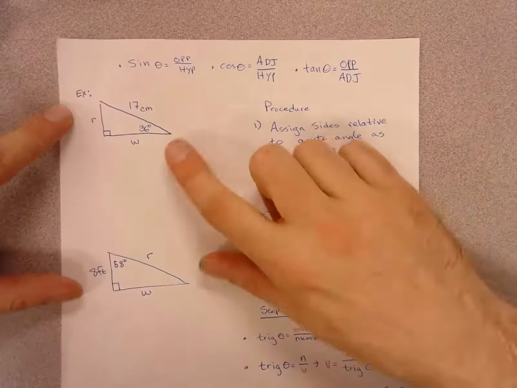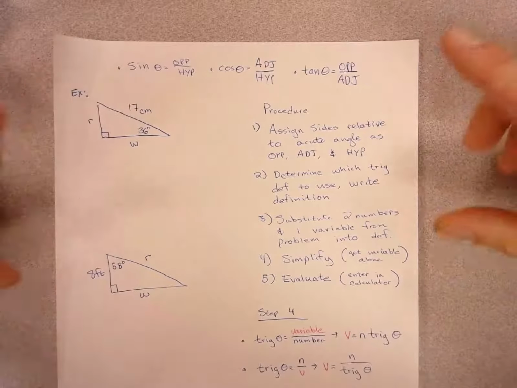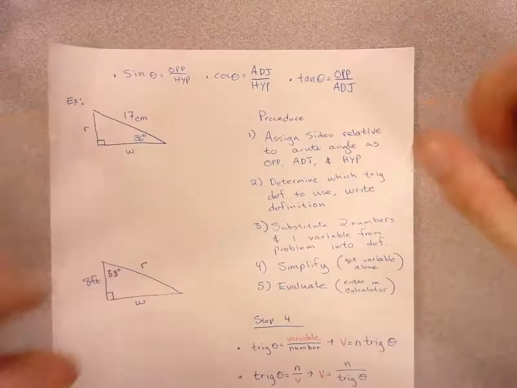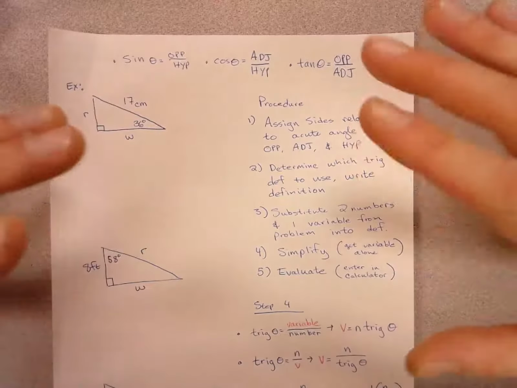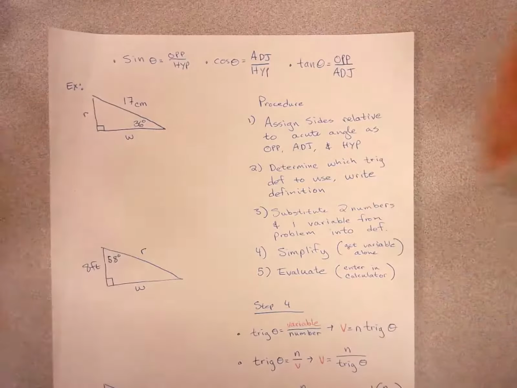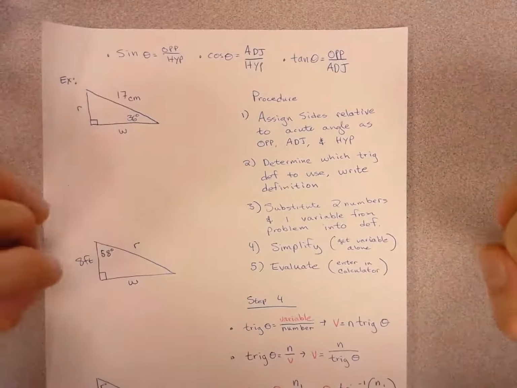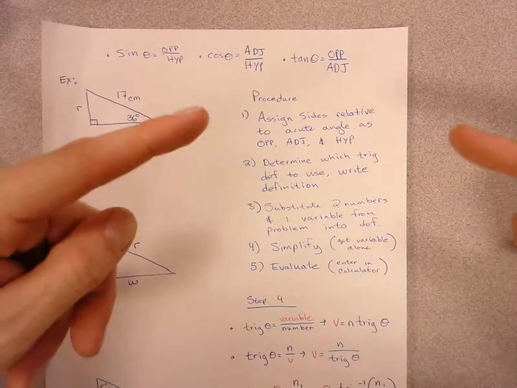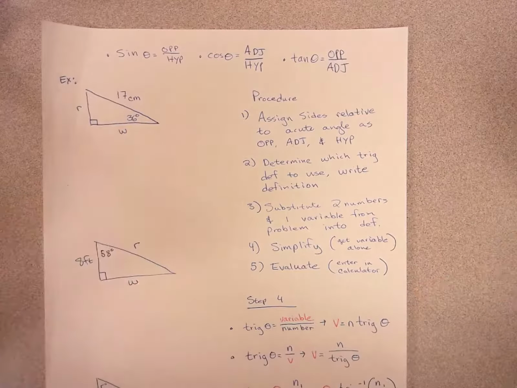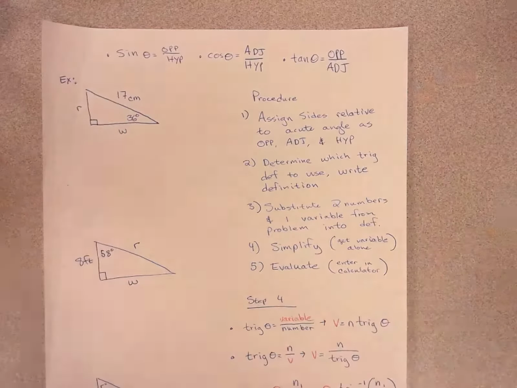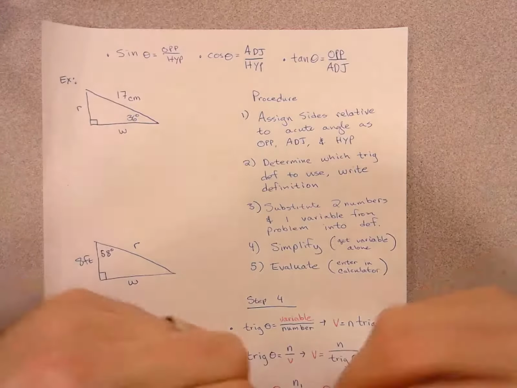Alright, now that we've gotten our basic definitions of the right triangle trig ratios for acute angle theta, let's take a look at how we can use these to solve for sides and even angles of right triangles. Now, feel free to pause this video and copy this procedure into your notes, and refer to this procedure as you are getting comfortable with some problems.